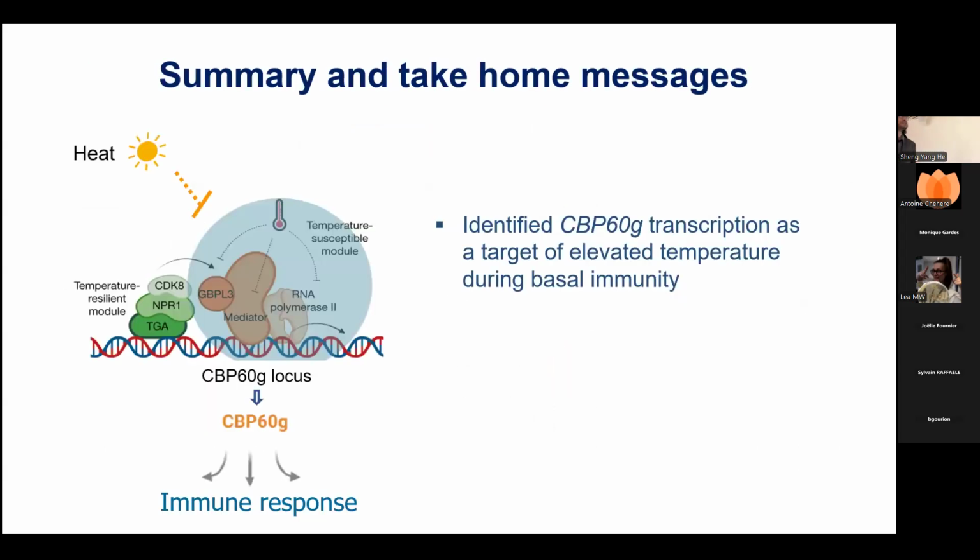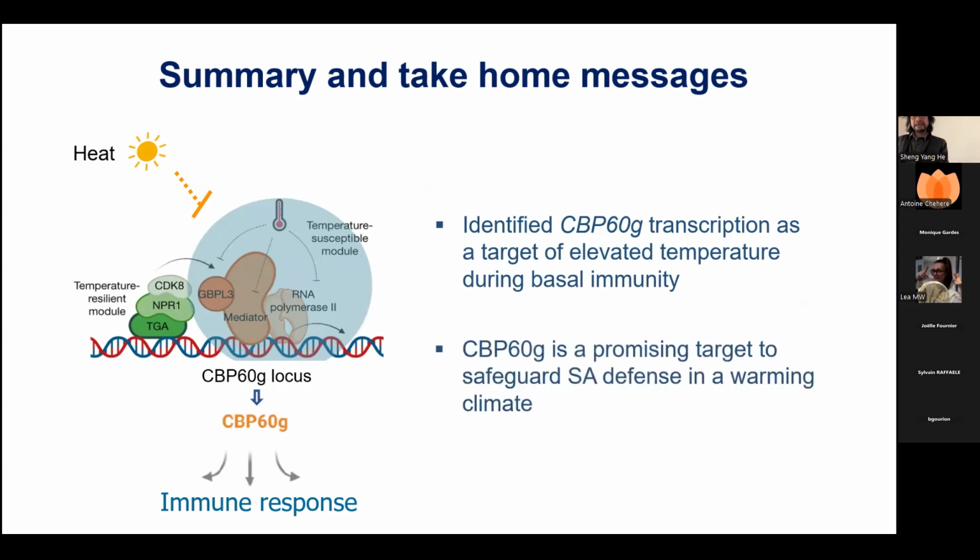So the take-home message of this part: we have identified CBP60G transcription as one of the targets of elevated temperature during basal immunity. And I think CBP60G is a promising target to think about to prevent SA downregulation when temperature is high.